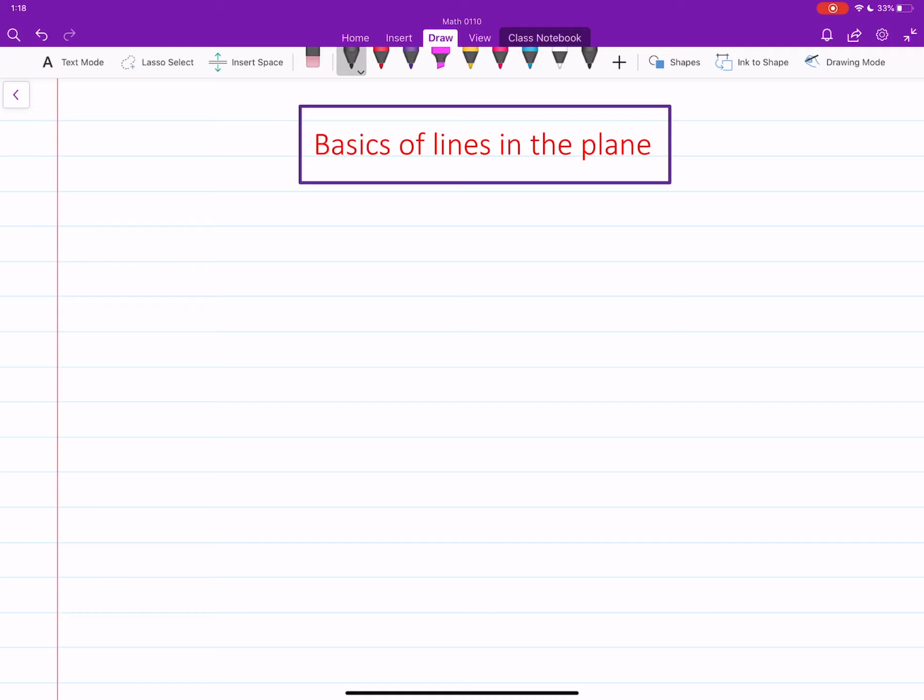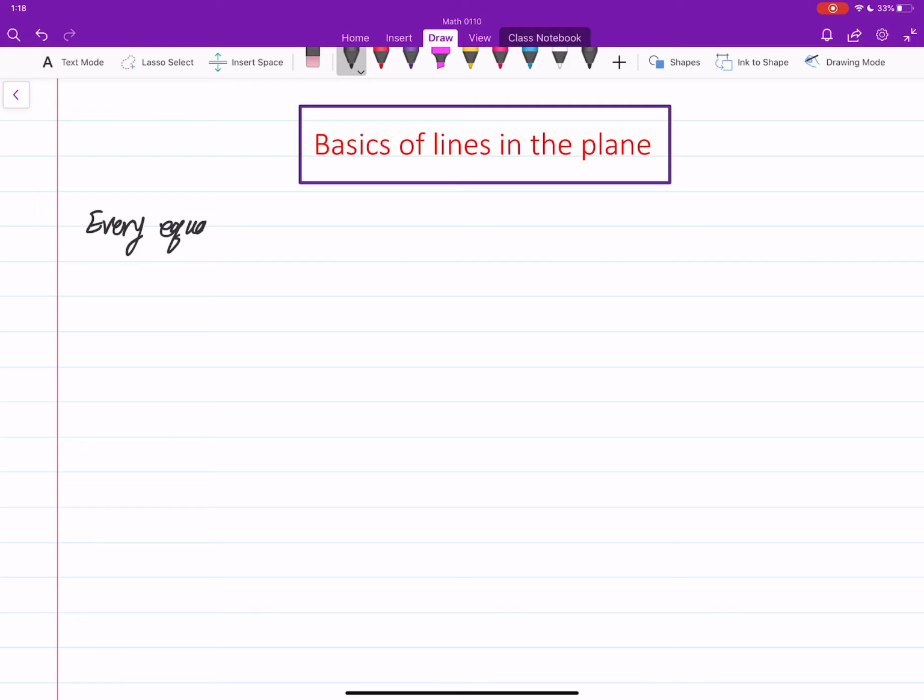Hi, in this video we will learn about the basics of lines in the plane. In particular, we will learn what kind of equations describe a line and how we can draw a line given by an equation.